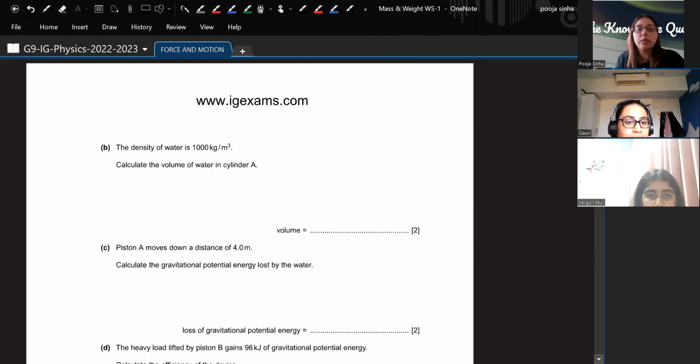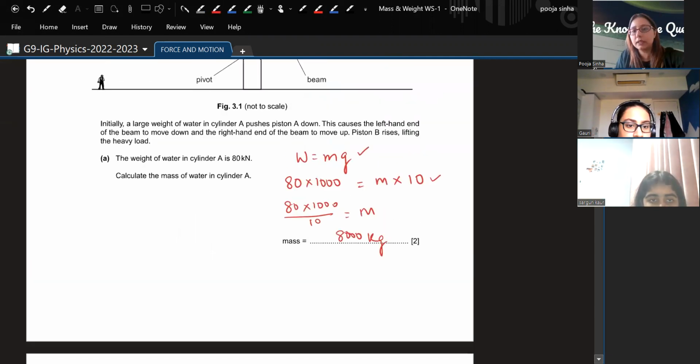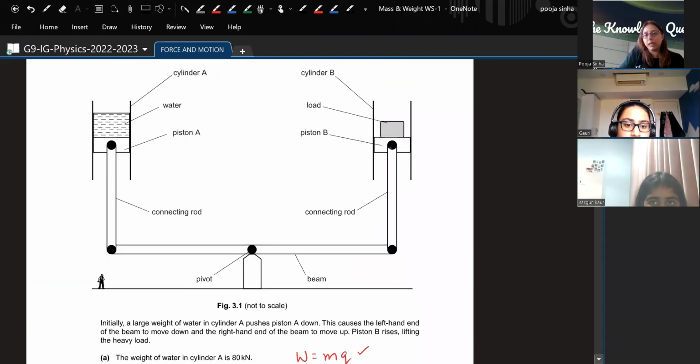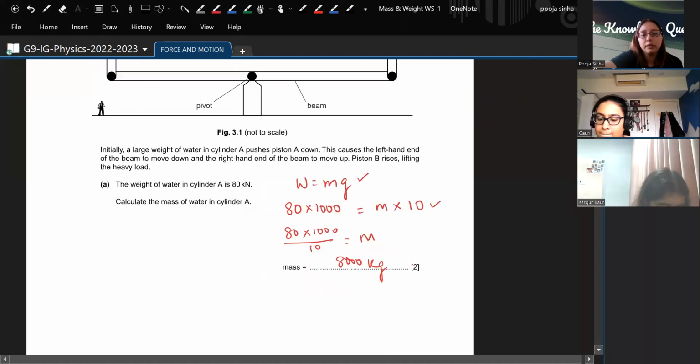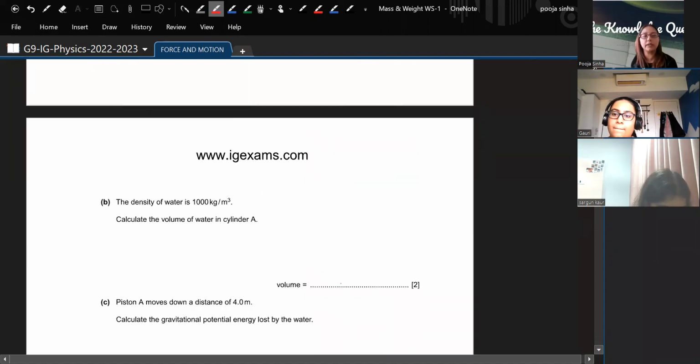Next, density of water is 1000 kg per meter cube. So when we are doing these worksheets, make a note of what formulas we are using for this particular chapter. Now, force is equal to mass into acceleration. The corresponding one for force is weight. W is equal to M into G. Make a note of these.